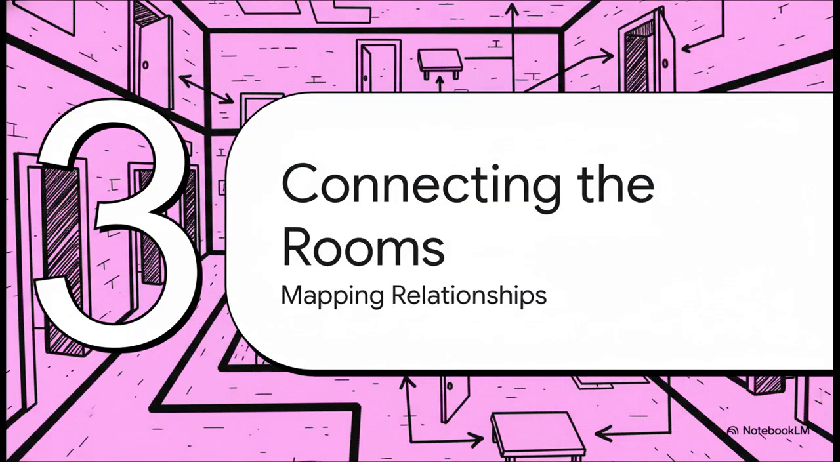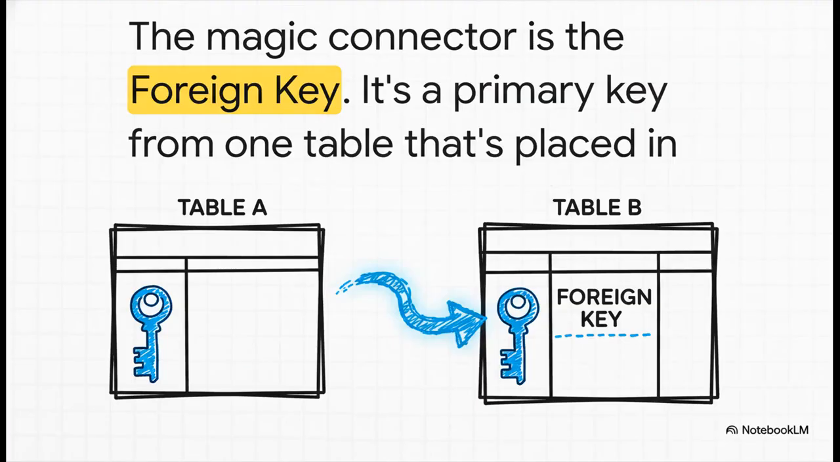All right, our tables are built. They're like the different rooms in our house. But a house with no doors or hallways is just a bunch of separate boxes, isn't it? We need to connect these rooms. In our database, those connections are called relationships. And the magic connector that makes this all possible is the foreign key. It's such a simple but powerful concept. You just take the primary key from one table and you copy it into a new column in another table. And just like that, you've created a direct link between them. This is what lets us pull information from all across our database.